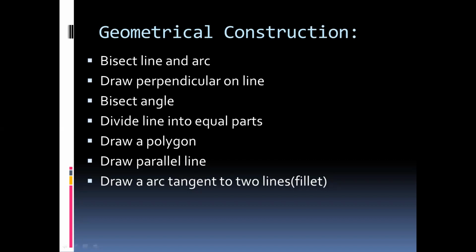So during the last lecture, we have seen basic geometrical constructions. In that we have seen how to bisect the line and arc, then draw the perpendicular on the line, bisect the angle, then divide the line into equal n parts, then to draw a polygon, draw a parallel line, then to draw a fillet, that is the common tangent curve to two lines.